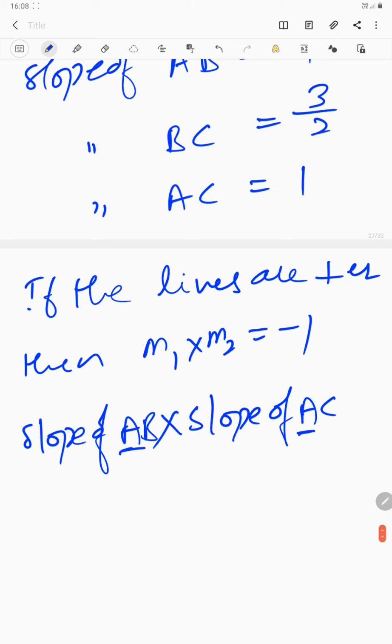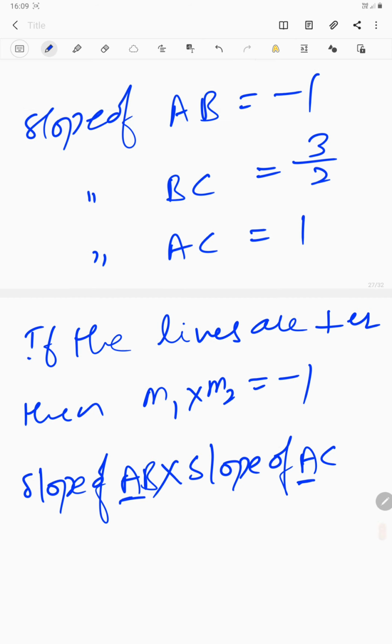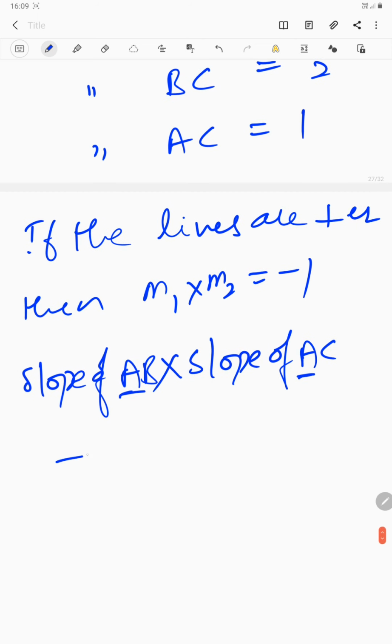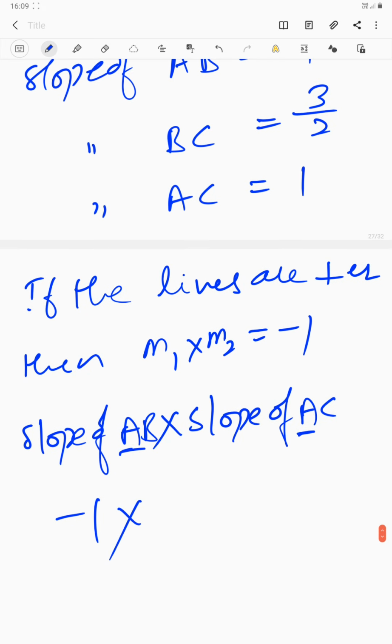तो yesterday क्लास में हमने एक पॉइंट डिस्कस किया है. If the lines are perpendicular, then m1 m2, means product of their slopes, is equal to -1. So here 3 lines are there. One is AB, one is BC and the next one is AC, right? What is the slope of AB? -1. Now slope of BC लिया है हमने, that is 3/2. That means you will not get the product as -1.